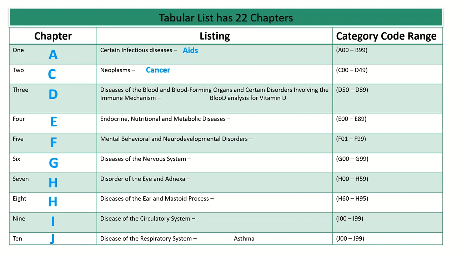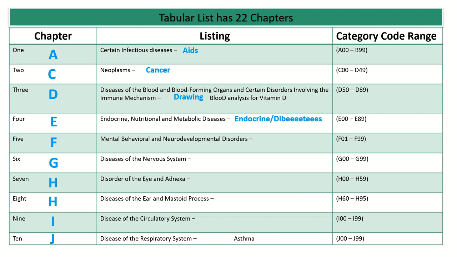Chapter 3, diseases of the blood and blood-forming organs and certain disorders involving the immune mechanism. When we think of D, we think of drawing blood analysis for vitamin D. Code series D50 through D89. Chapter 4, this is your endocrine, nutritional and metabolic diseases, E00 through E89. When we think of the letter E for chapter 4, we think of endocrine and diabetes, that long E.